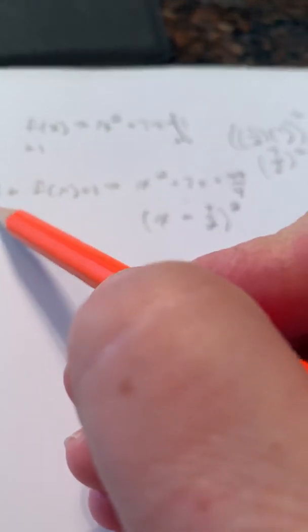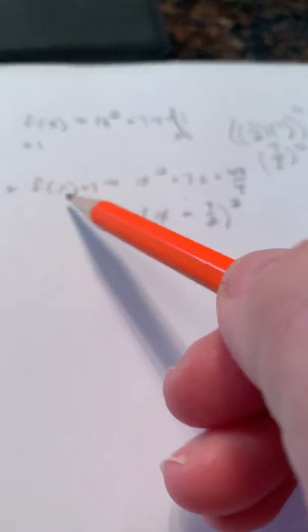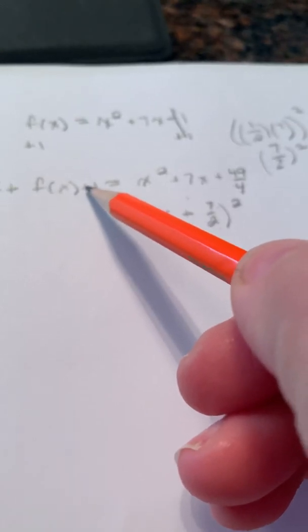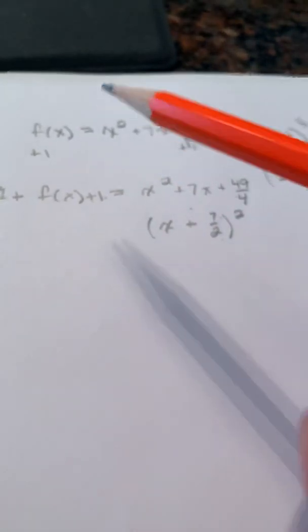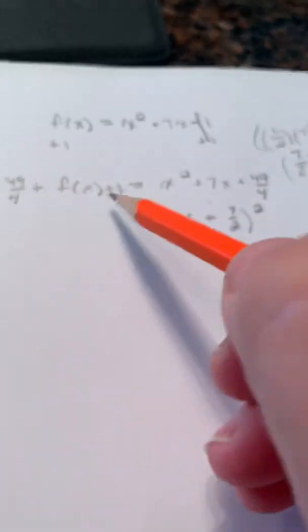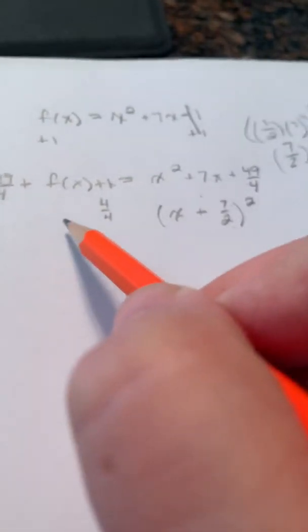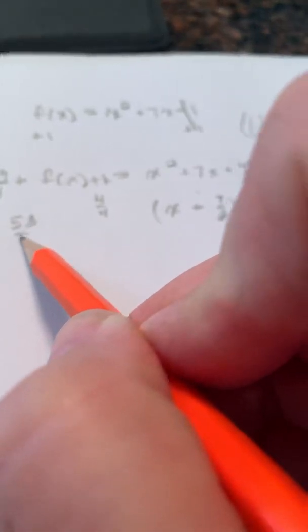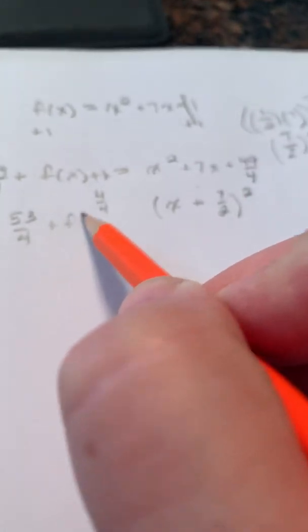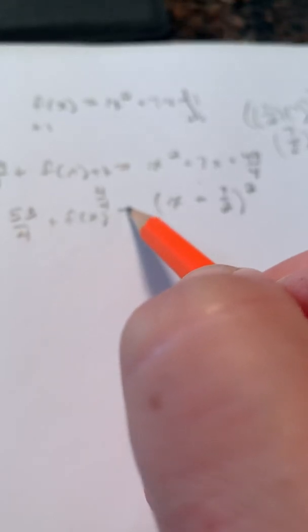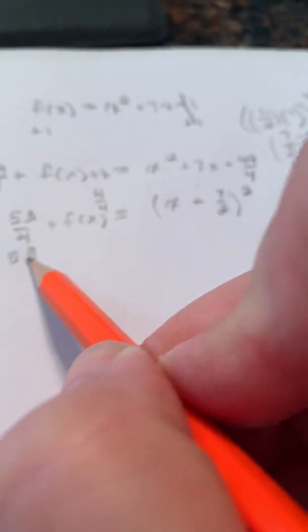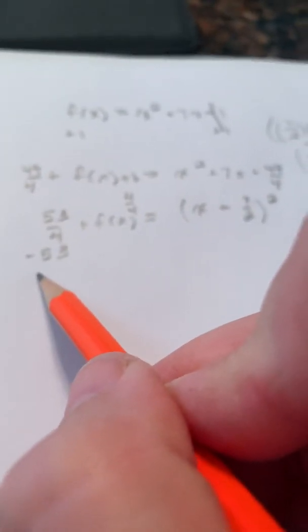Now over here, this 49 plus 1, we can go on ahead and change this to 4/4 if we want, and get to 53 quarters plus f of x. And then just subtract that constant from both sides.